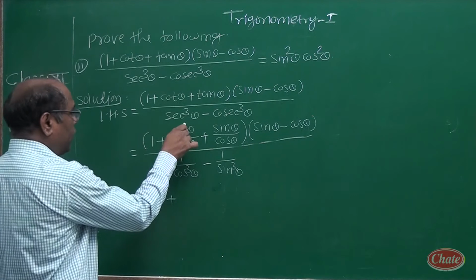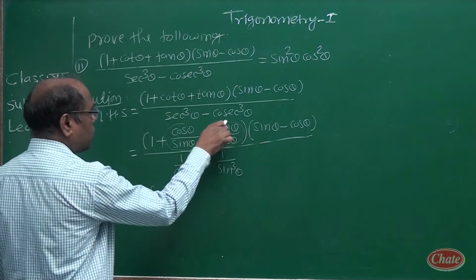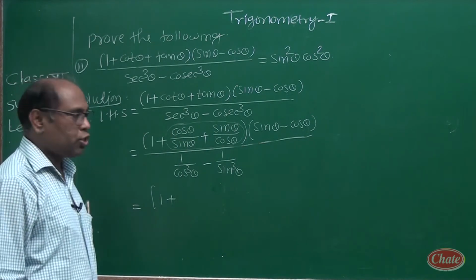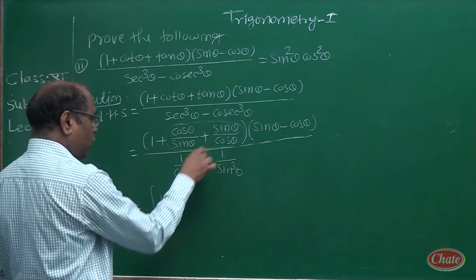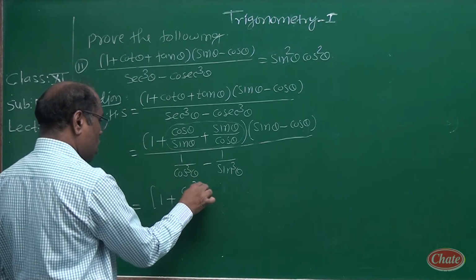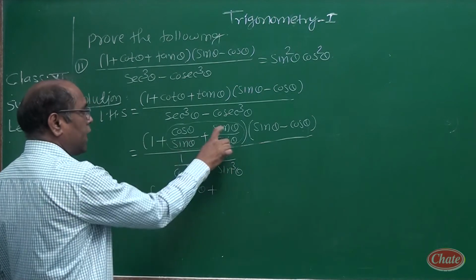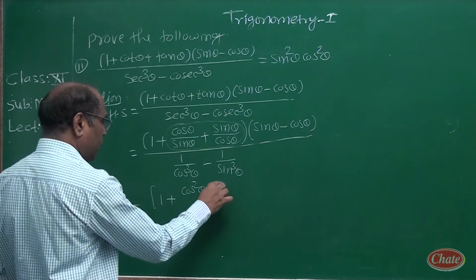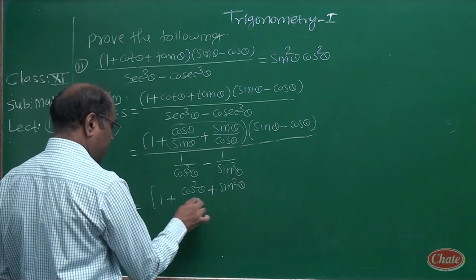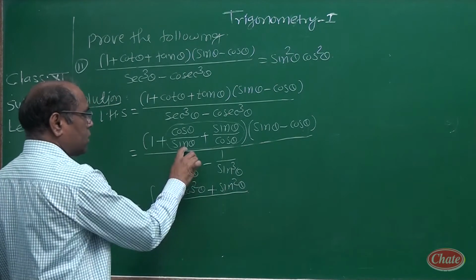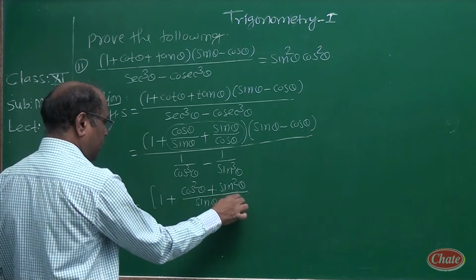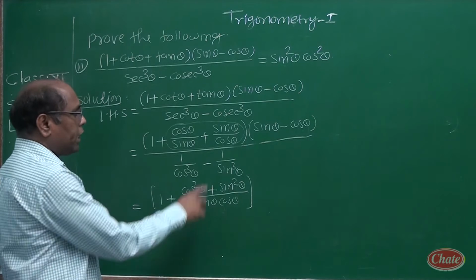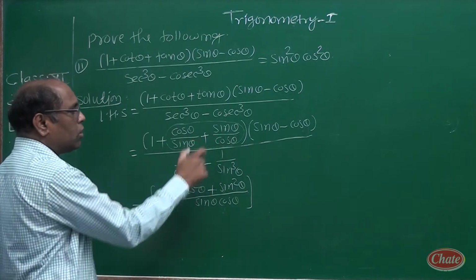Now here we have to take the cross multiplication for these two terms. If we take the cross multiplication, what we get? Cos theta into cos theta, that is cos square theta, plus sin theta into sin theta, that is sin square theta, divided by sin theta into cos theta.